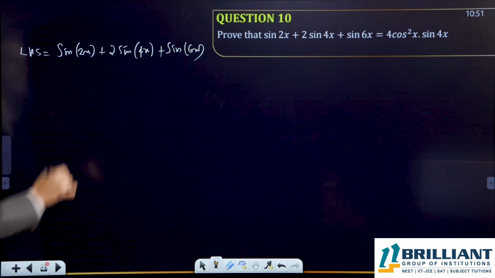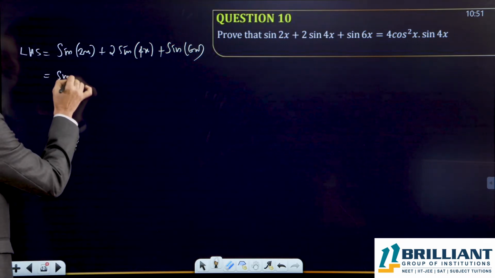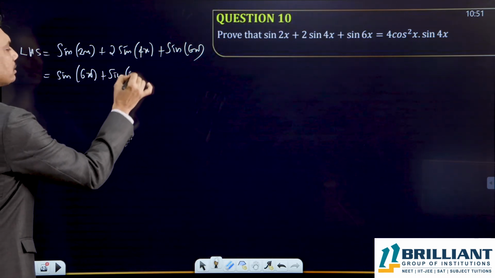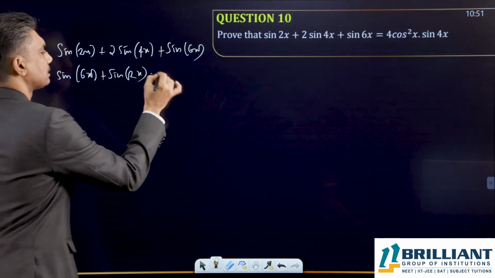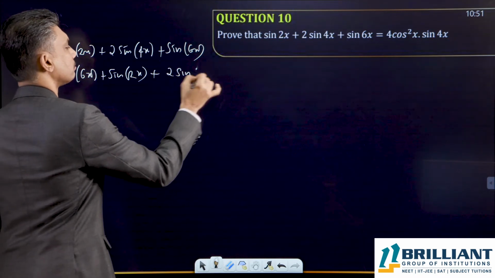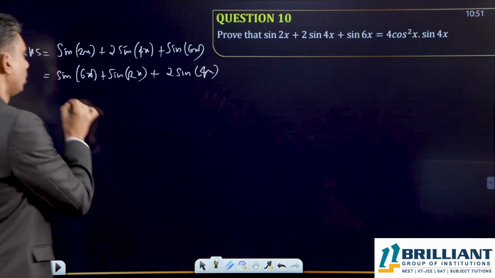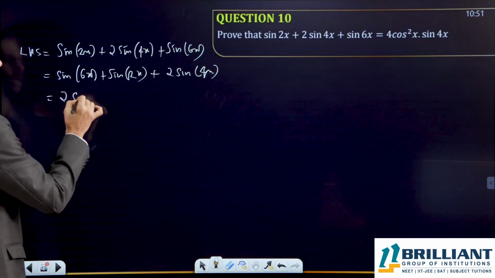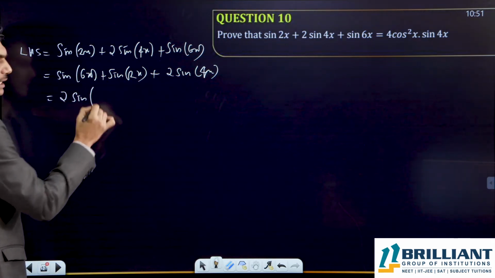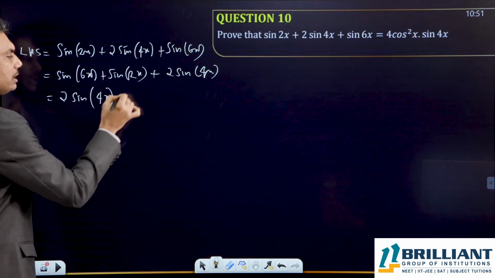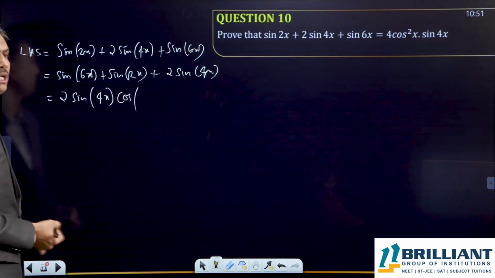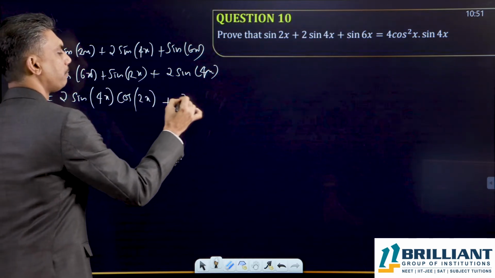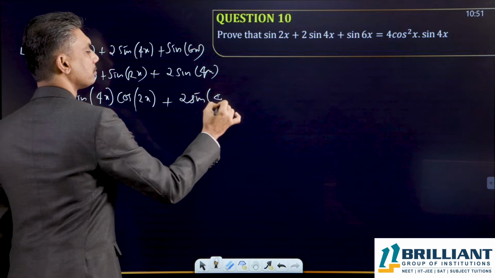So, I rearrange this as sin 6x plus sin 2x plus sin 4x. Now, what is sin plus sin? 2 sin cos. 2 sin (6x plus 2x)/2, 8x by 2 is 4x, into cos (6x minus 2x)/2 is 2x, plus 2 sin 4x.